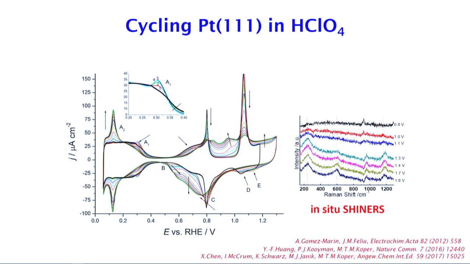Now things become a little bit more complicated when we go to more positive potentials. And this is a voltammogram from one of the papers of Granville. You recognize still here this region of hydrogen adsorption, OH adsorption.